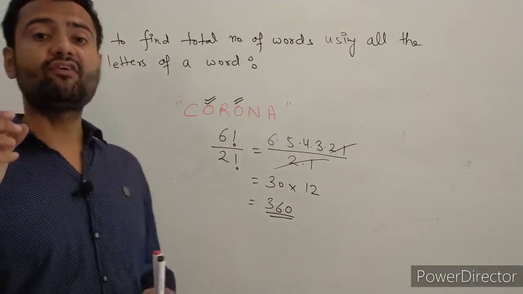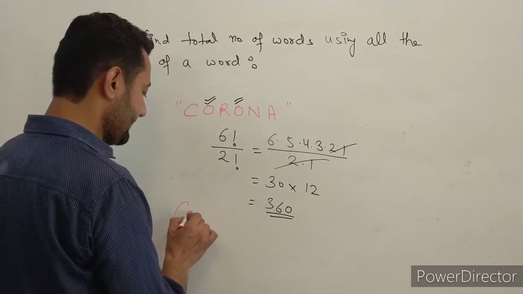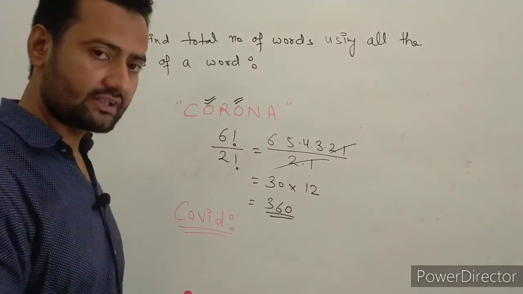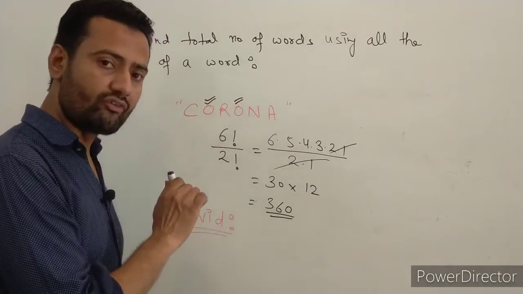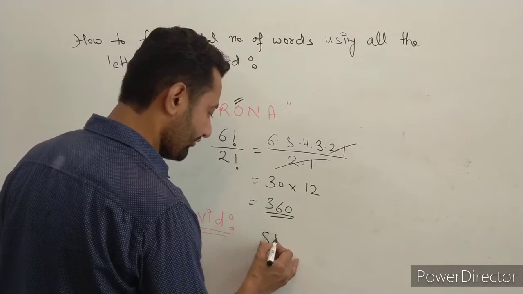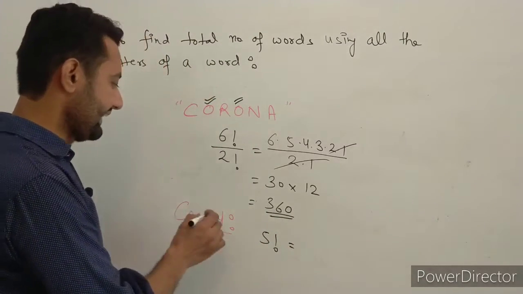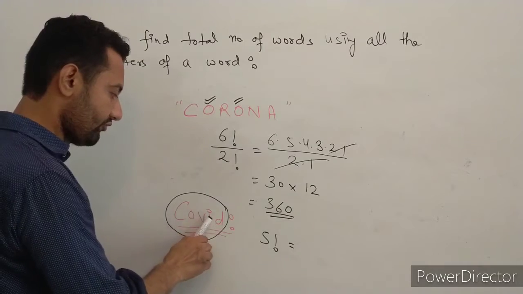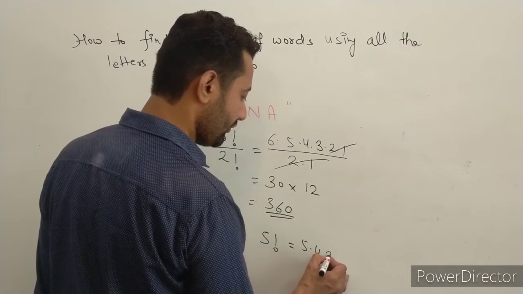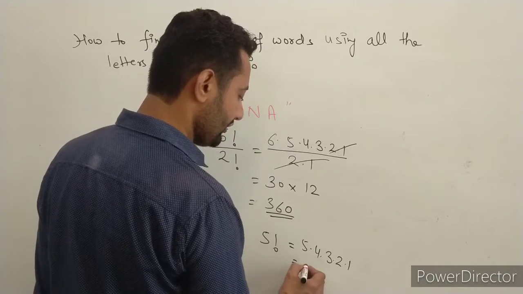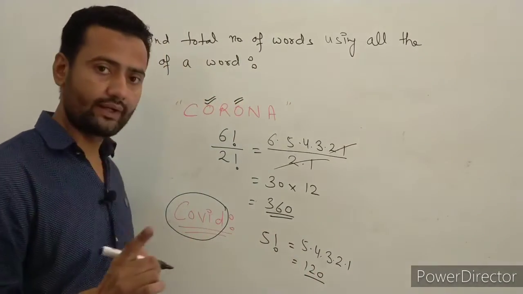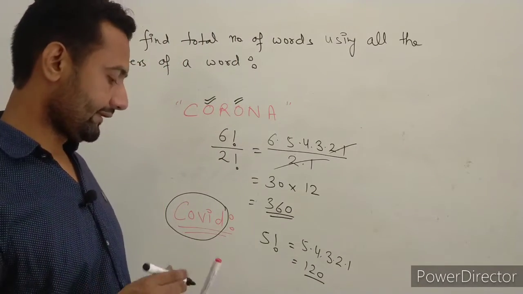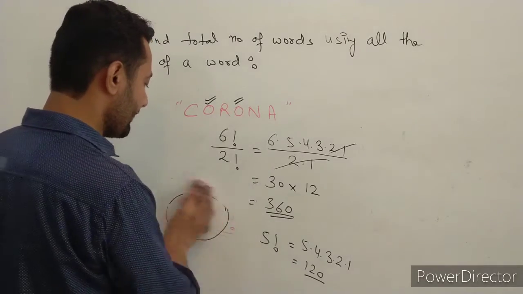If we have a word COVID, then the total number of words using all the letters of the word COVID will be factorial 5, because this has only 5 letters and all letters are different. 5 into 4 into 3 into 2 into 1: 5 4s are 20, 20 3s are 60, 60 2s are 120, 120 1s are 120. So the total number of words will be 120.